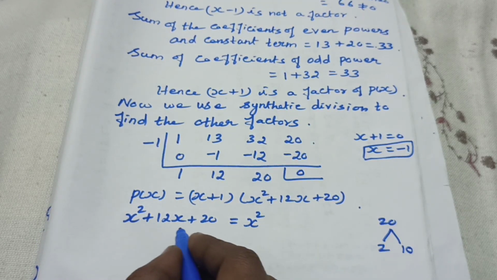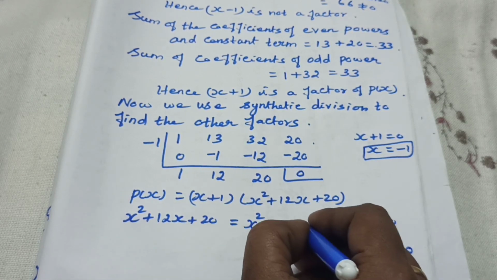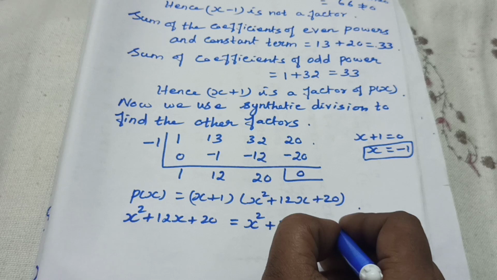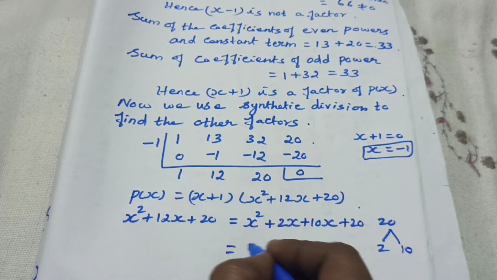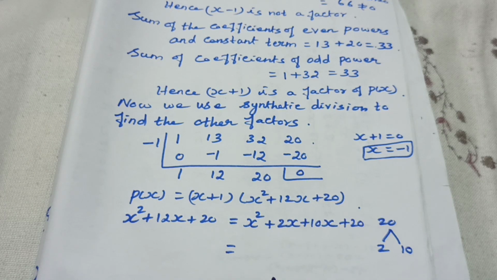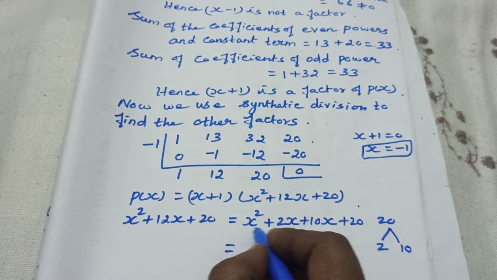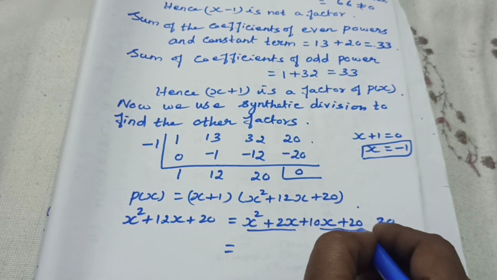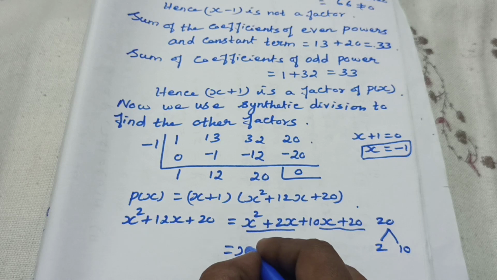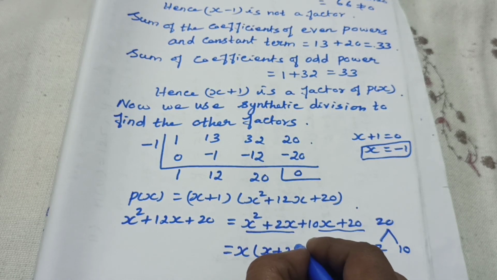Then x square you should write it. These 2 terms, split it and write in the x term: plus 2x plus 10x, then plus this constant 20. The first 2 terms you should take, which are common. In the first 2 terms, x is common, isn't it? Take x common, remaining x plus 2.